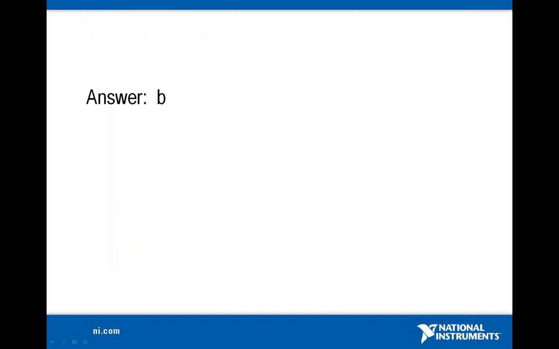And the right answer is B, because the innermost for loop will be responsible for the row dimension or the lowest dimension, and the outermost for loop will be responsible for higher order dimensions.